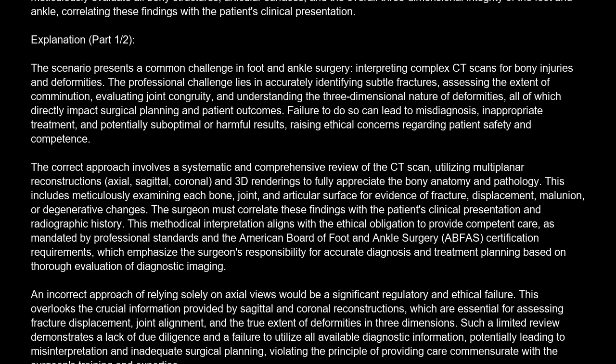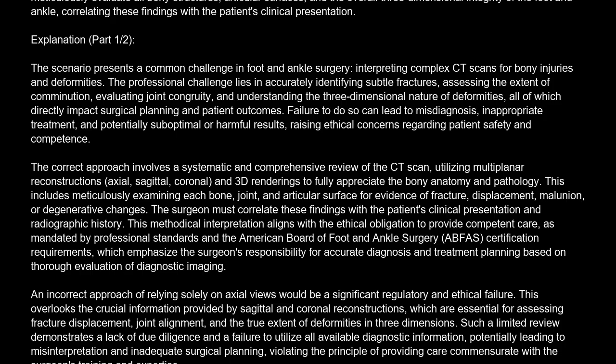This methodical interpretation aligns with the ethical obligation to provide competent care, as mandated by professional standards and the American Board of Foot and Ankle Surgery, ABFAS, certification requirements, which emphasize the surgeon's responsibility for accurate diagnosis and treatment planning based on thorough evaluation of diagnostic imaging.